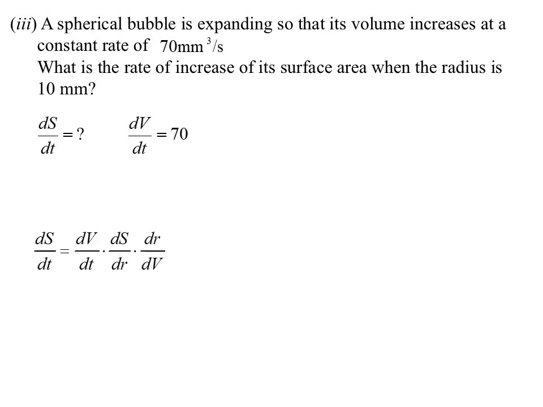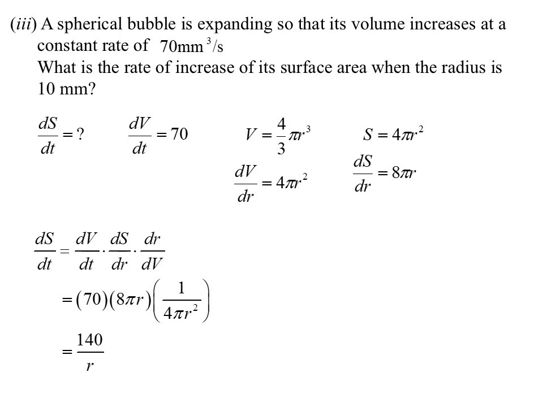Now in this one, I want to link volume and surface area, and that might not be immediately obvious. So actually, I'm going to use 3 derivatives for this one, because I can link surface area and radius together, and I can link volume and radius together. So I can then create dS/dt out of all 3 of those rates. So volume, 4/3 pi r cubed, dV/dr is 4 pi r squared. And find dS/dr, and we get 8 pi r for dS/dr. Substitute that all in, and I get a nice little formula, 140 over r.